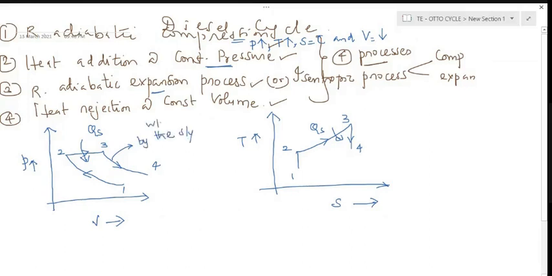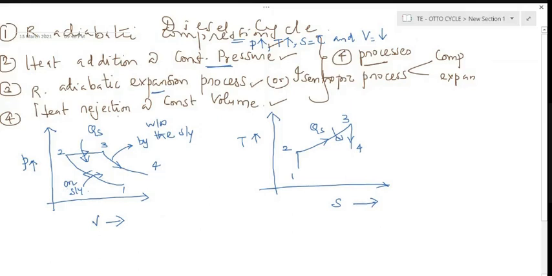Already we discussed in the previous Otto cycle what is meant by work done on the system and by the system. Work done on the system means some amount of external work is needed to operate the cycle. Work done by the system means some amount of power is produced by the system. For operating a compressor, we need to give some external work, so that is work done on the system.